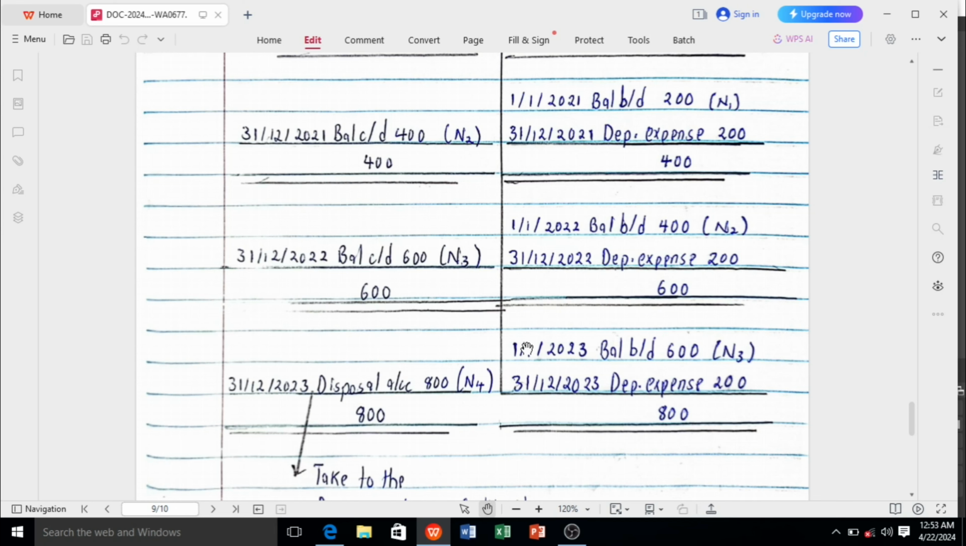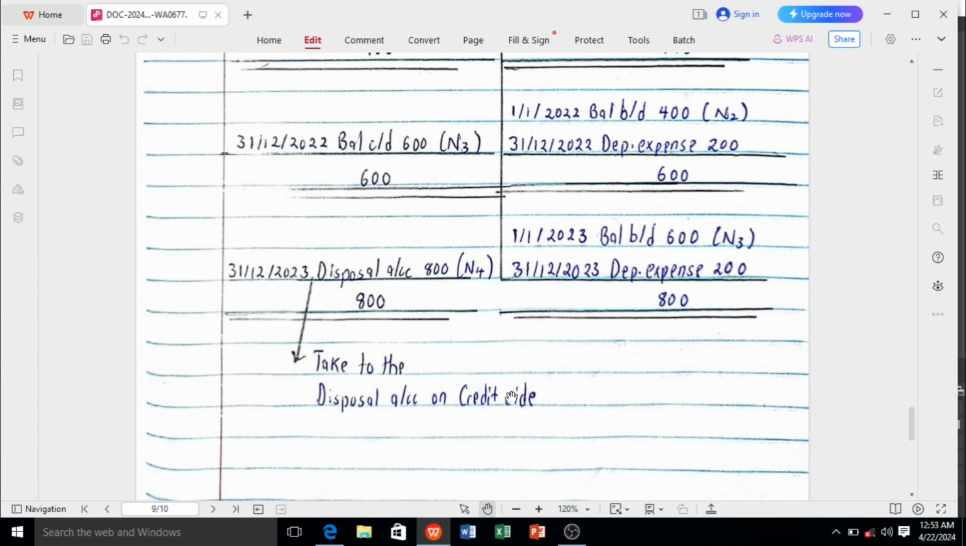of disposal, which is 1st January 2023, balance carried down of 600, and then it had a depreciation expense on 31st December 2023 of 200. So 600 plus 200 to get 800, and this will be the balancing figure. But this time round, I don't say balance carried down, I close it off to the disposal account, which is 800,000. So this will be my N4. So with that, I take it to the disposal account on the credit side.